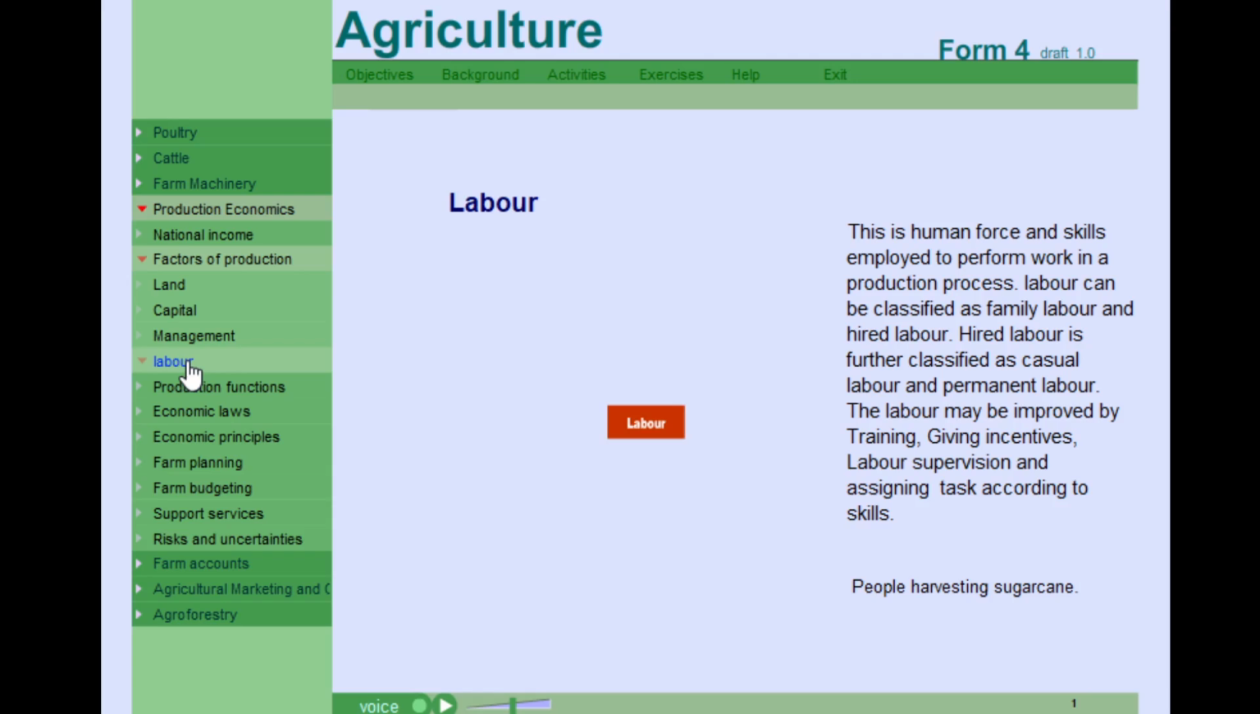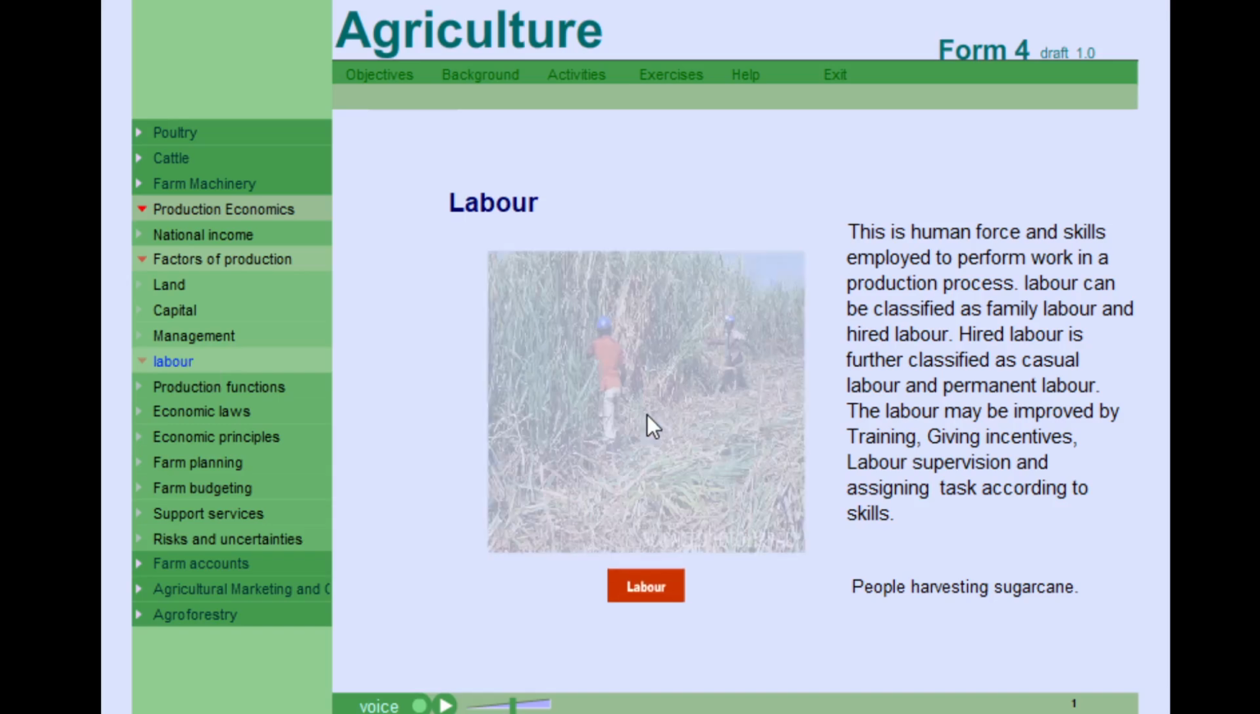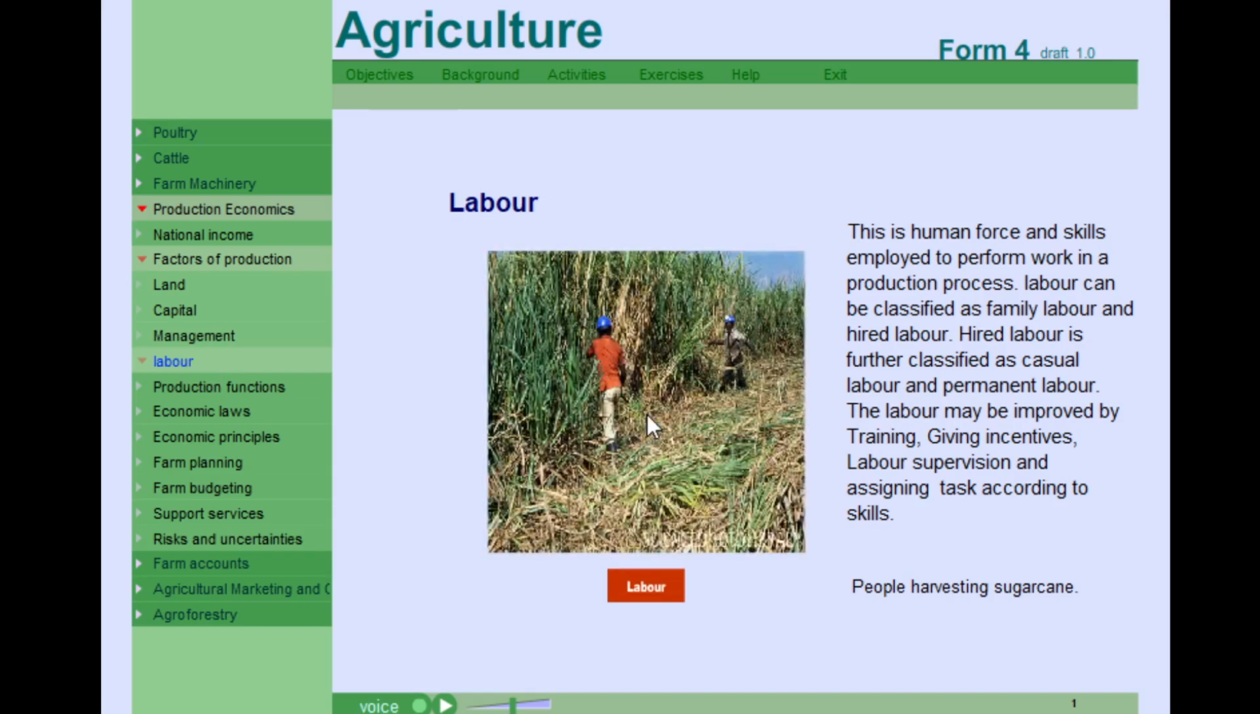Labor. This is human force and skills employed to perform work in a production process. Labor can be classified as family labor and hired labor. Hired labor is further classified as casual labor and permanent labor. The labor may be improved by training, giving incentives, labor supervision, and assigning tasks according to skills.